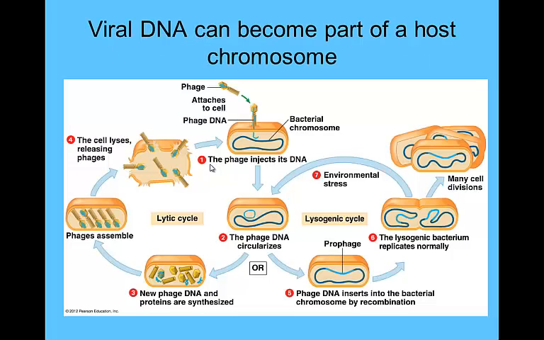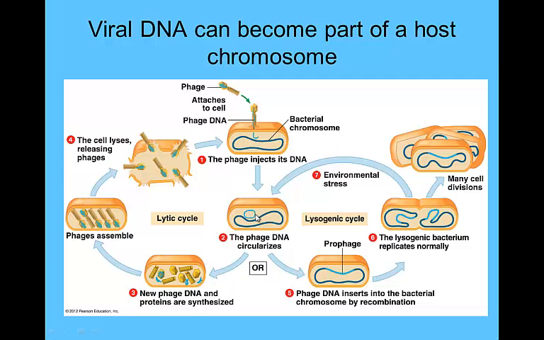Here's a really neat picture talking briefly, in this case about a bacteriophage and a bacterial genome, and how a virus can actually have its DNA enter the DNA of an organism. Here we have a bacteriophage that's attaching to a cell, and it's injecting its DNA into the cell. Once it injects its DNA, the phage DNA can circularize, and it can begin to be copied. And when it's copied, it has the code for making more viruses.